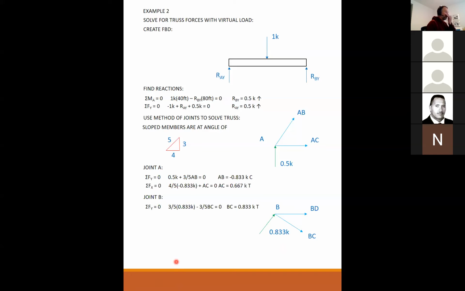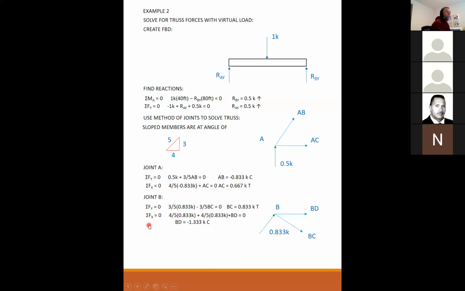So I sum my forces in the Y direction first, and I get 3/5 of 0.833 is the compression element, minus, because it's going down, minus 3/5 of BC is equal to 0. BD has no component in the Y direction. So I can solve directly. BC is 0.833 kips in tension.